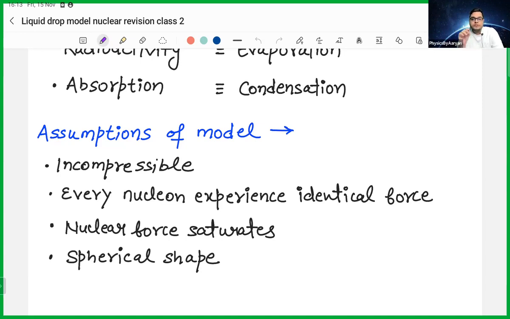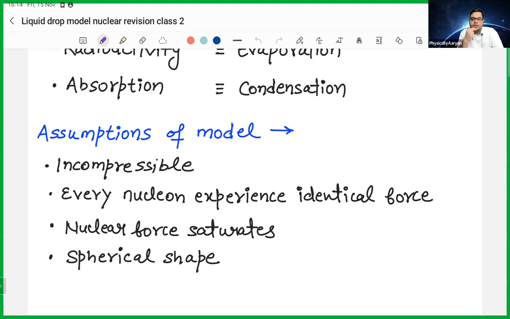Also, nuclear force saturates. Nuclear force saturates means that every nucleon will exert force only on the neighboring nucleon. If I'm here, I will only exert force on the nucleons which are close to me, which are my next neighbors. I will not exert force on a nucleon which is 2 or 3 nucleons away, because the nuclear force is a short range force. There is one lecture coming up in which I am going to cover all the nuclear force properties and what they mean. But for today, you should understand that nuclear force saturates: every nucleon exerts force on its next neighbor only.